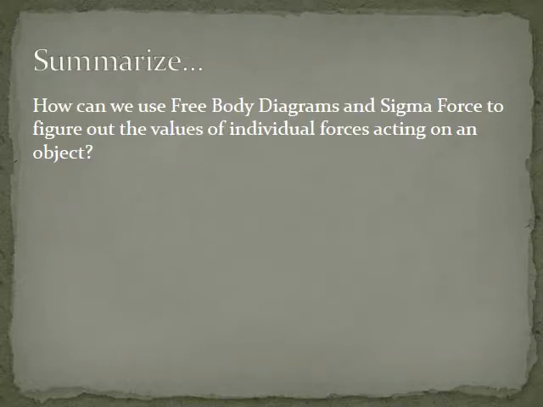So to summarize, how can we use free body diagrams and sigma force together to figure out the values of individual forces acting on an object? It's not always the same path, right? We need to work from both ends. We sometimes are using our sigma force equation first. Sometimes we're working from our free body diagram first, but those two things work together to figure out the values of all the individual forces that you might want to know.